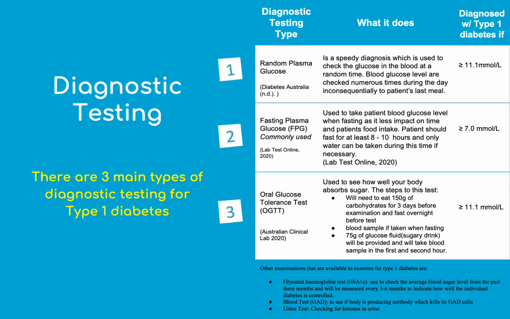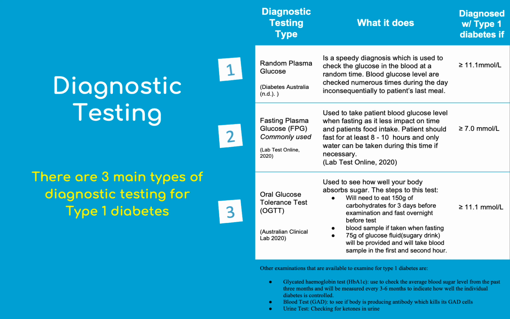There's the fasting plasma glucose test, which can be taken after you have not eaten any food or drunk anything except for water for the last 8 hours. A glucose test measurement equal to or greater than 7 millimoles indicates that you may have diabetes. Diabetes is not confirmed until 2 separate fasting plasma glucose tests have occurred.